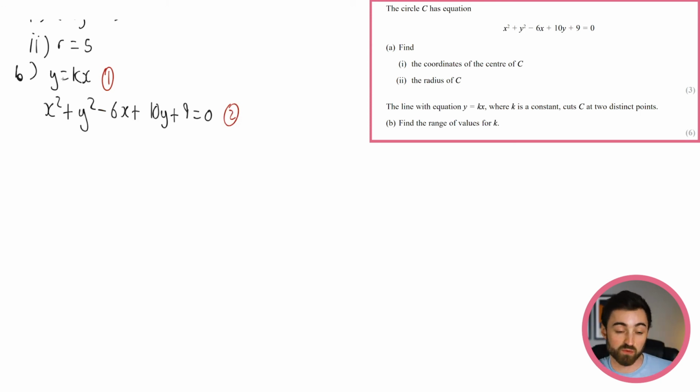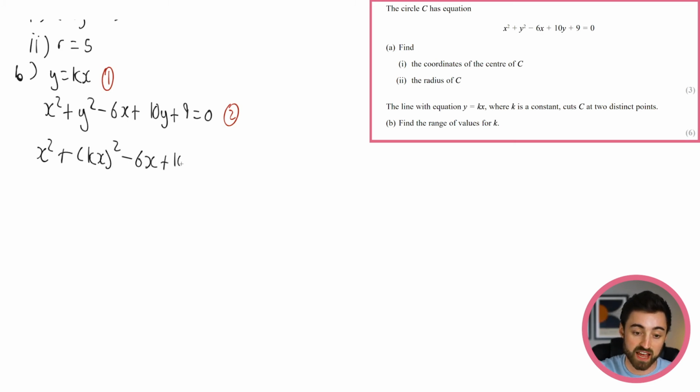So in this case, I would probably sub this value of y into the second equation, because we already have it nicely rearranged. So I would say x squared plus y, which is kx, so we would instead have (kx) squared minus 6x plus 10kx, because that's y, plus 9 equals 0. Let's clean this up. I'm going to have x squared plus k squared x squared minus 6x plus 10kx plus 9.